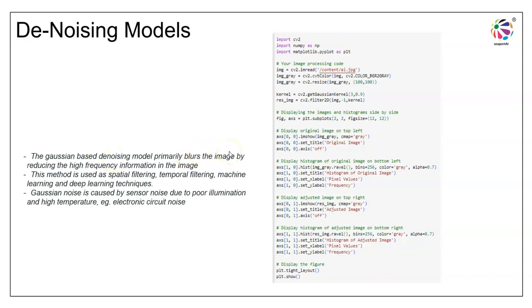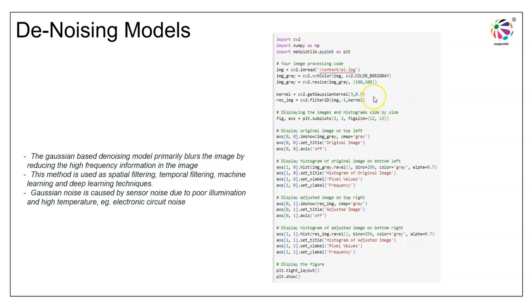As in the previous scenarios, we are first going to read the image, convert it into grayscale, and then resize. Before that, we import the necessary libraries. The core set of code for denoising is these two lines. The rest of the code is for displaying the images side by side, that is the original and the resultant image, and the associated histogram.